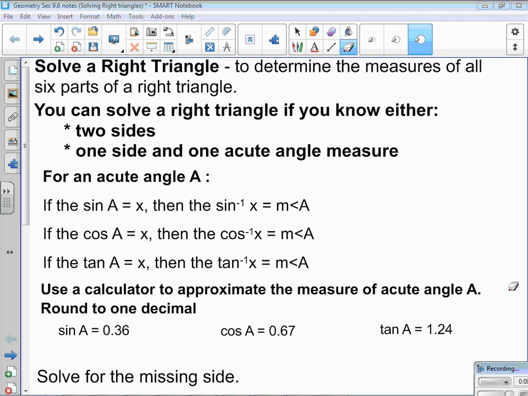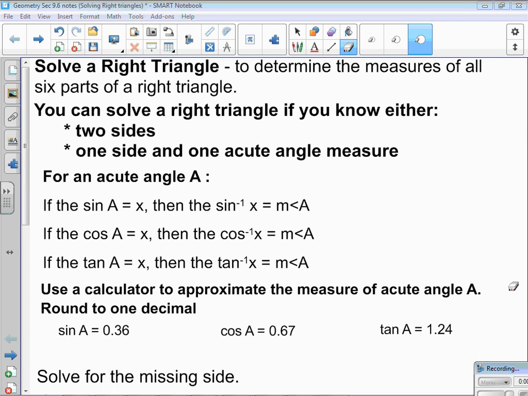Alright, so today, basically doing the opposite of what we did yesterday. Today we're going to solve a right triangle, or determine the measures of all 6 parts of a triangle.